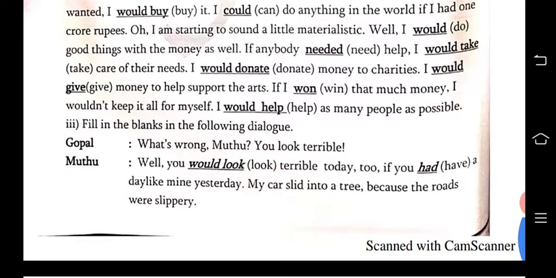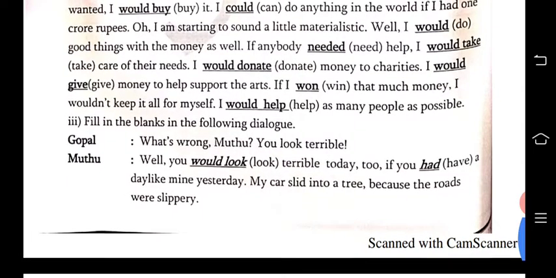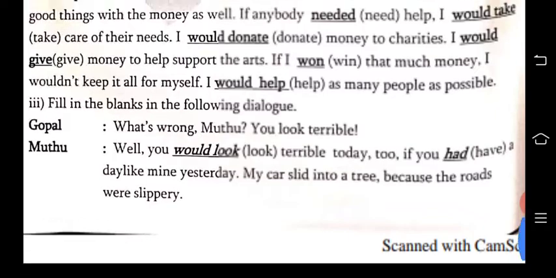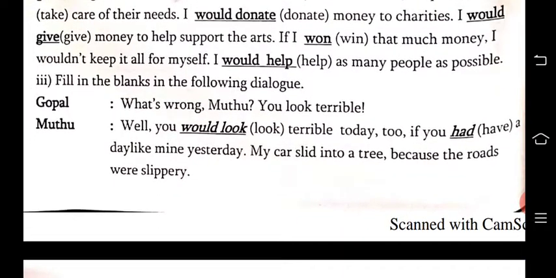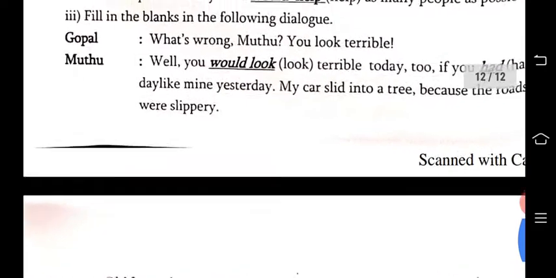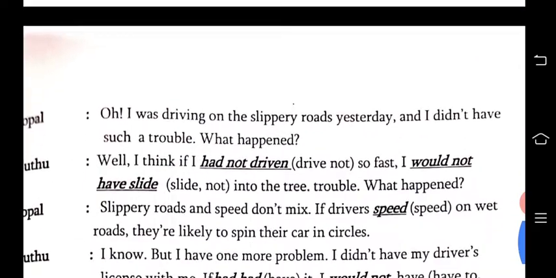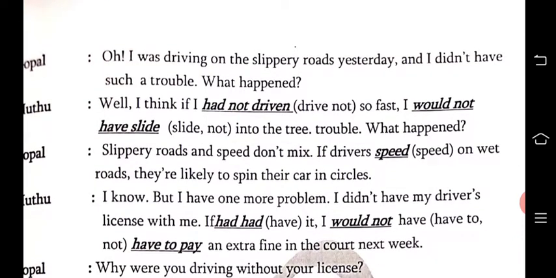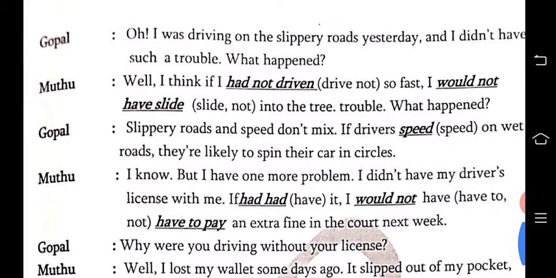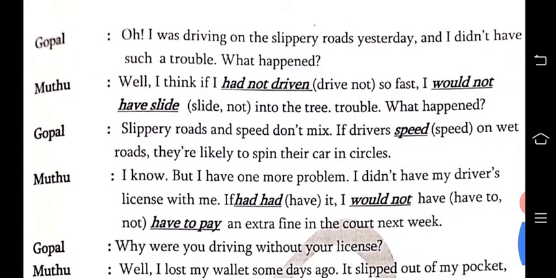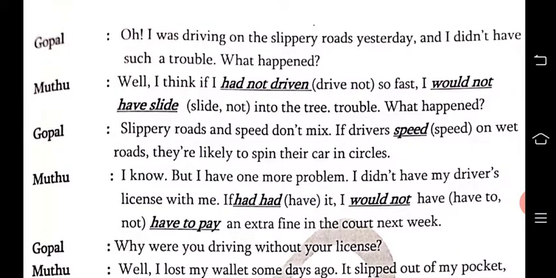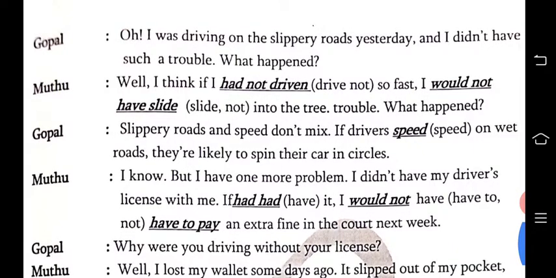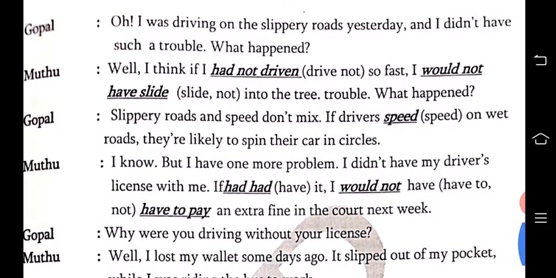Okay, see here another example. Filling the blanks in the following dialogues. What's wrong, Muthu? You look terrible. Well, you would look terrible today if you had a day like mine yesterday. So past form. Okay. My car slid into the tree because the roads were slippery. Oh, I was driving on the slippery roads yesterday. I didn't have such a trouble. What happened? Well, I think if I had not driven so fast, I would not have slid into the tree. Trouble. Slippery roads and speed don't mix.